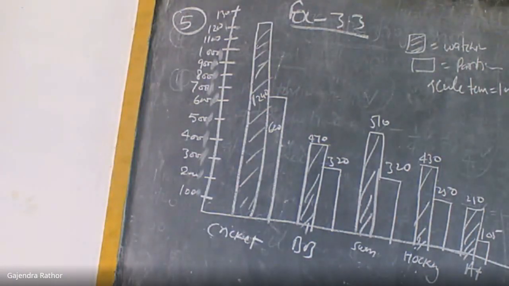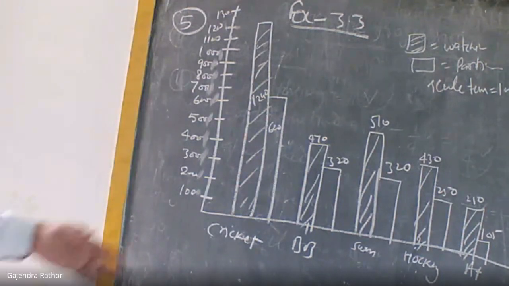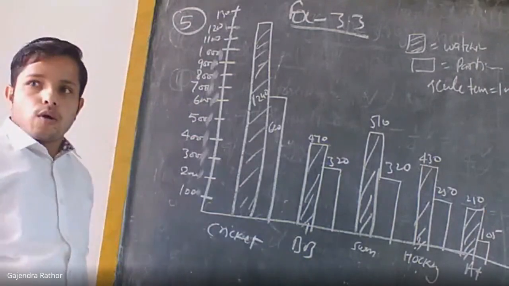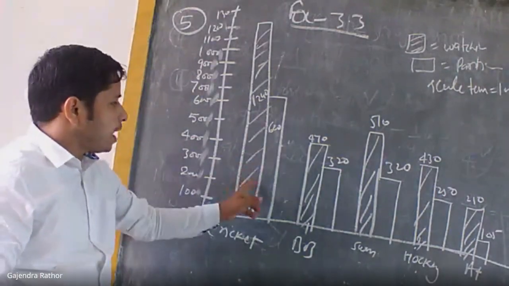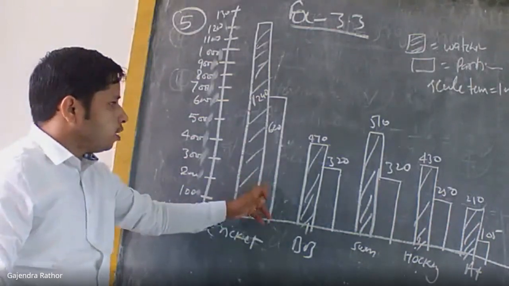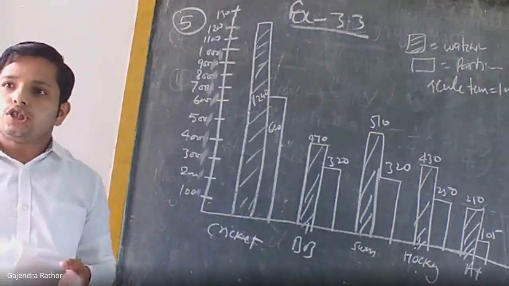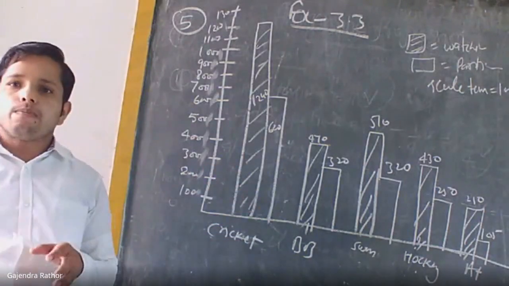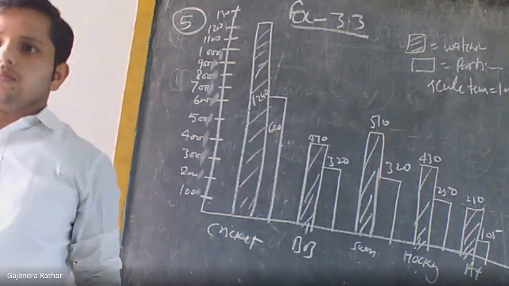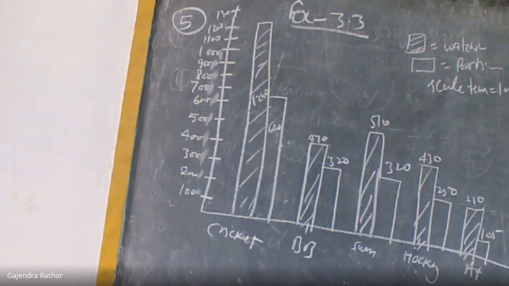We should remember some points to draw the double bar graph. As I told in the previous class, both bars should be different. Okay, as you are seeing, my both bars, watching and participating, are looking different. So the first one represents the number of watching, the second one represents the number of participating. Most of the students replied with the answer, I think, before drawing the bar graph. First, you should draw the bar graph.